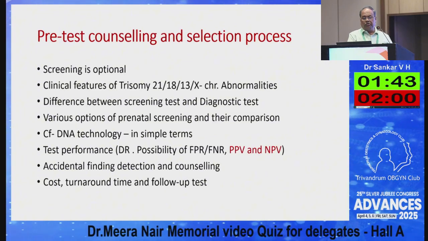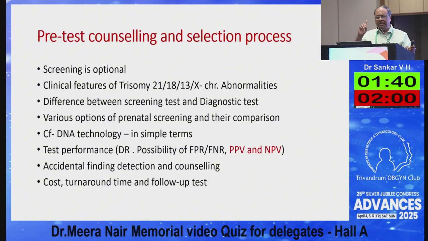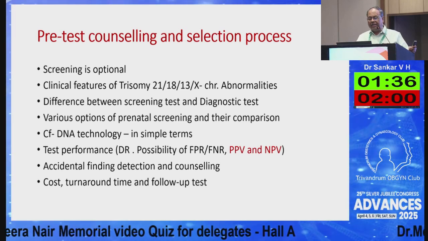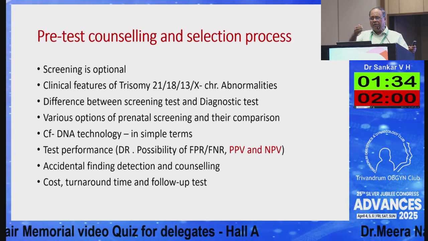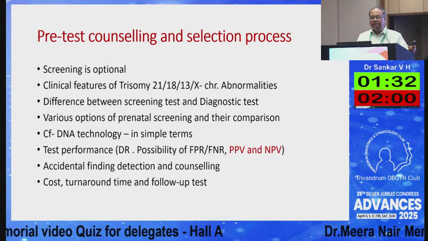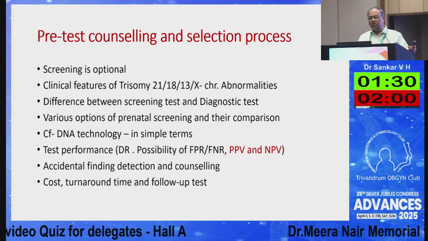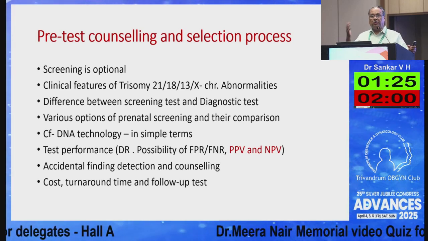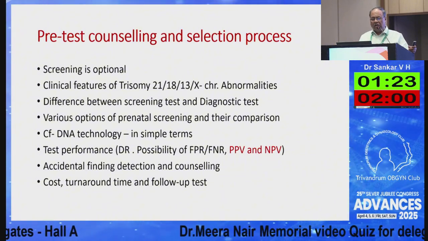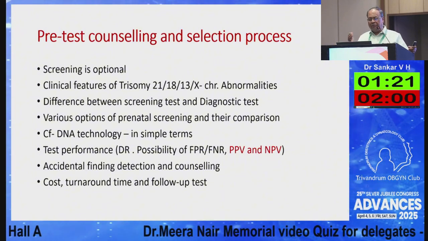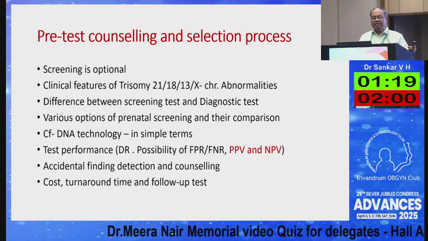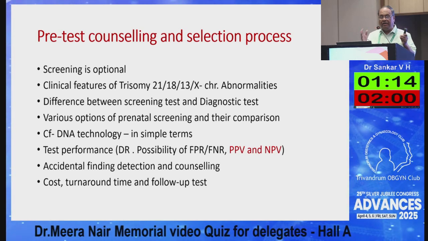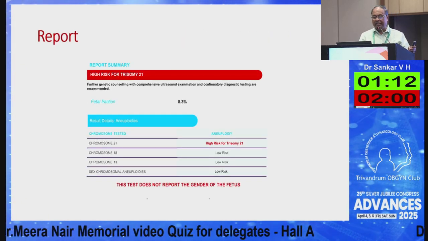Pre-test counseling should always be done. Screening is optional. Clinical features of trisomy 21 have to be described, and the difference between a screening test and a diagnostic test should be explained. These points should be discussed during pre-test counseling: the various options of prenatal screening and their comparison, because not everybody needs an expensive test; the technology, test performance, PPV, NPV, accidental findings that you may sometimes detect, cost, turnaround time, and follow-up test. Everything should be explicitly told.